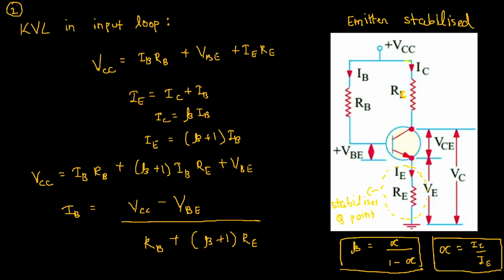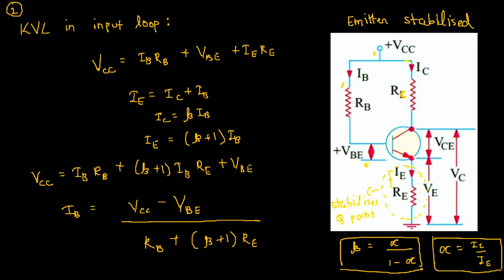So again, we apply KVL on the boundary. On the input side, we have VCC is equal to IB into RB plus VBE, and this time we have this additional potential drop across the resistor RE, which is signified by IE into RE. So clearly we can see VCC is equal to IB into RB plus VBE plus IE into RE.